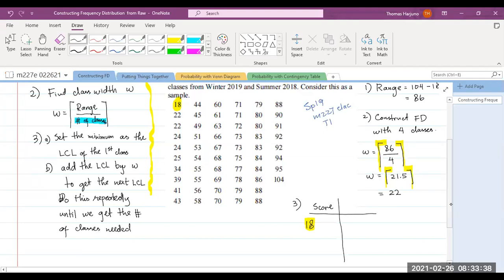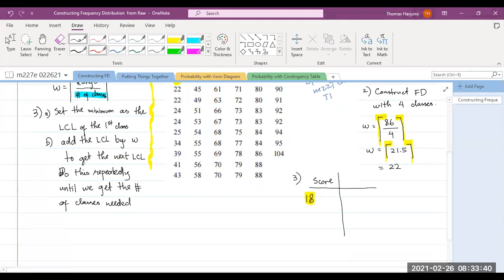So from that 18, I will add the class width, 22, that becomes 40. So you add 22, the class width, to get the next lower class limit. And you keep on doing that until you have enough classes. We need 4 classes, right? So I will add 22 again for the next lower class limit, and add 22 again for the next lower class limit. Are you with me?